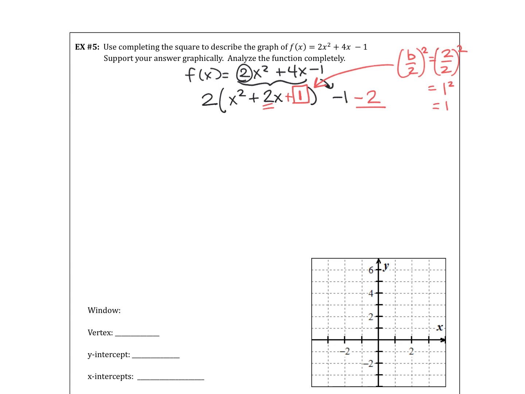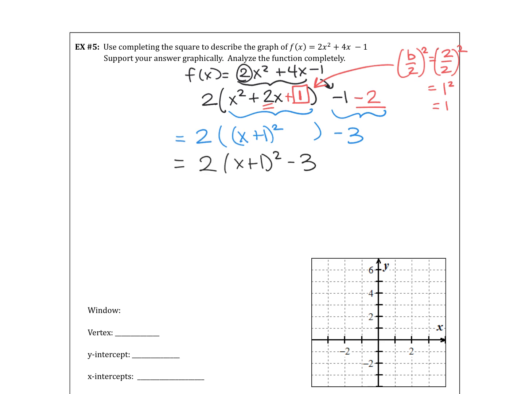Now we're going to factor. We've got 2 times, and this becomes a perfect square trinomial, so it becomes x plus 1 quantity squared, and this simplifies to minus 3. So we're left with 2 times x plus 1 quantity squared minus 3. This looks like it's in vertex form, and from here we can find our vertex, and we can also solve.